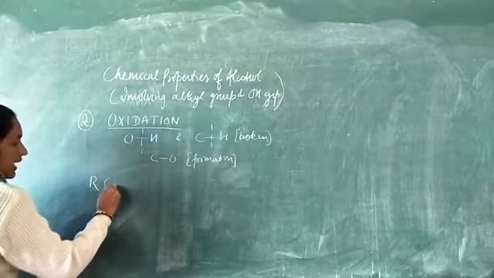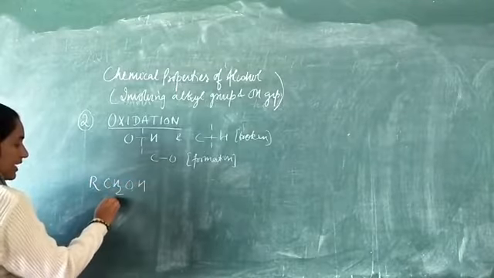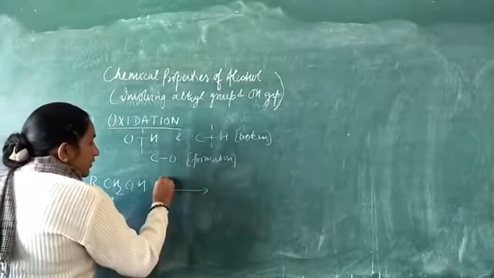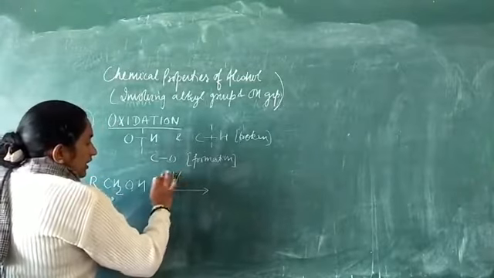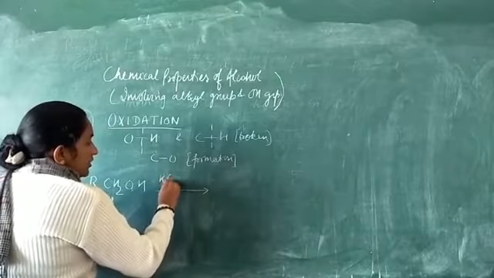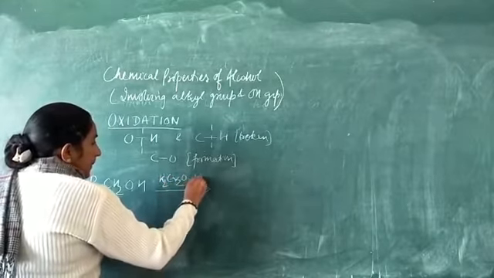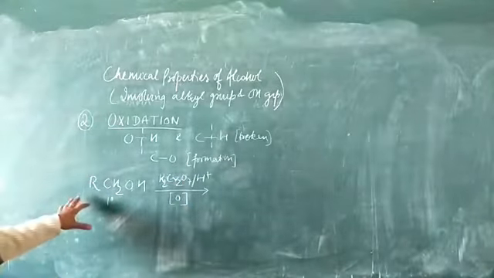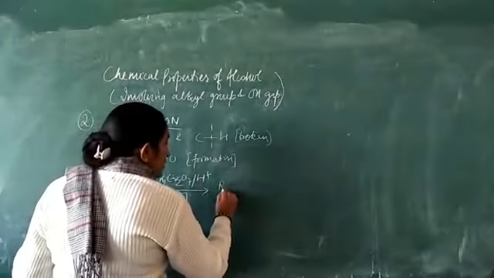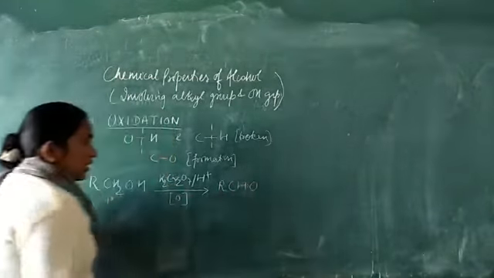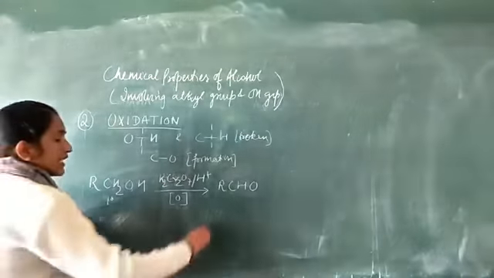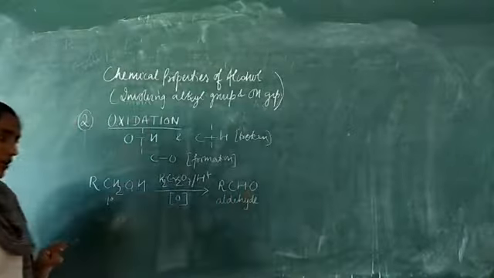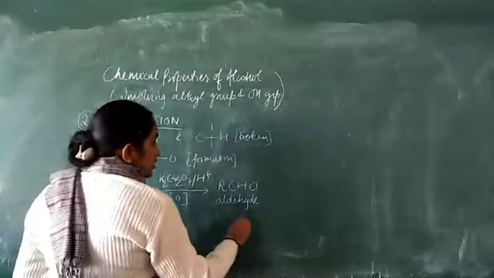If we take RCH2OH, this is the primary alcohol, and if its oxidation is carried out with a regular oxidizing agent like acidified potassium dichromate, K2Cr2O7, or we can use alkaline KMnO4, then this primary alcohol will be oxidized to RCHO. The aldehyde which is formed will have the same number of carbon atoms as is present in the alcohol. The reaction will not stop here only.